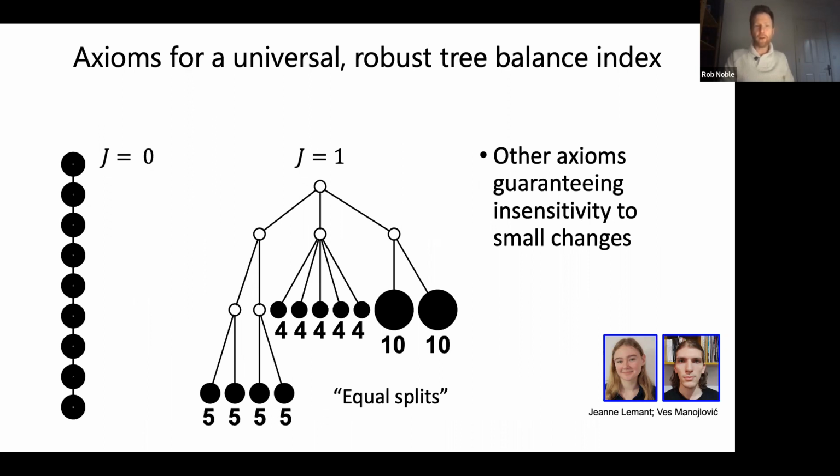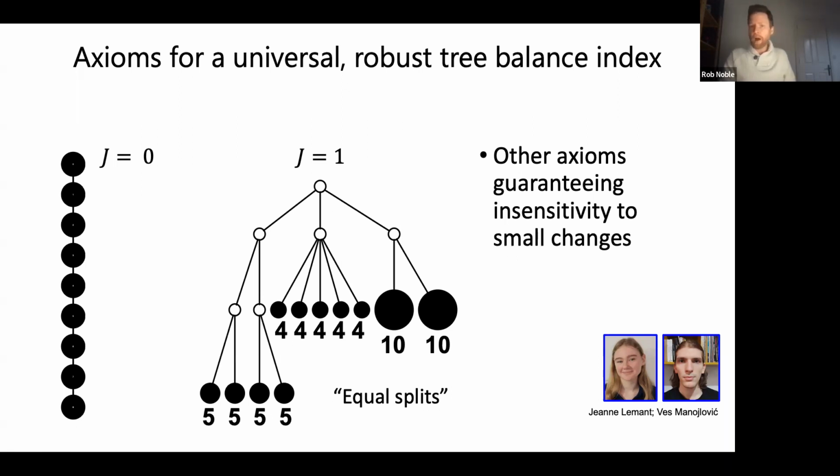So we started off with the idea that a linear tree should have balance 0 because it's considered the extreme of an imbalanced tree. A tree in which every branching event gives rise to descendant nodes of equal size, as shown in the middle here, has perfect balance. So the maximum value J equals 1. What you see here is that nodes can have different sizes corresponding to the population size of the clones that correspond to them, as we saw in the TRACERx trees and the ones from our model.